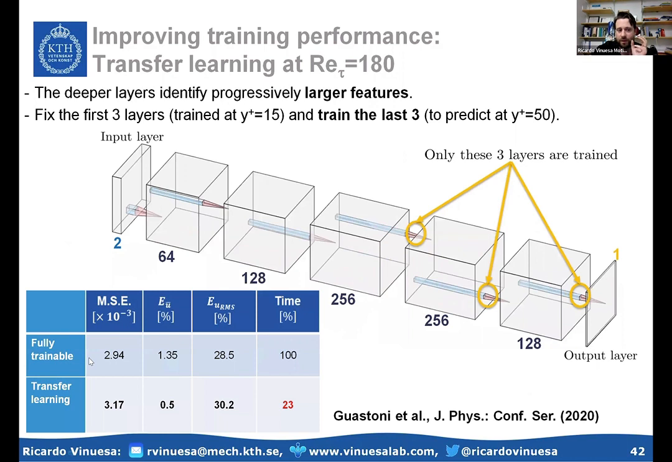So the results, which you can see here, show us that we can obtain the same level of accuracy with the transfer learning at one-fourth of the computational cost. In this case, we measure the GPU time used to train the model. So essentially, we can reduce by more than a factor of four the training time required by the GPU model in order to make these predictions. So we are effectively exploiting the information that we know from the small scales when we are trying to predict farther away from the wall.